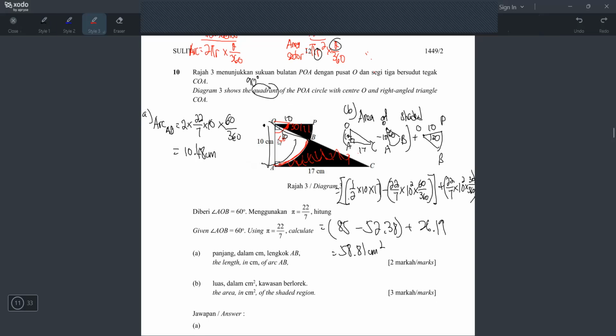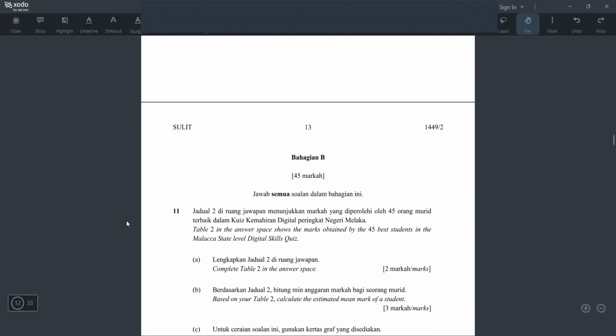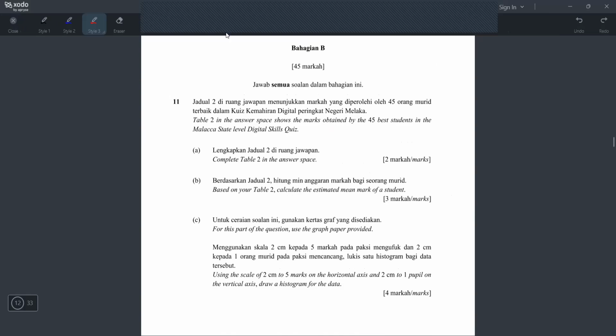So when you take 85, it is actually the area for the whole triangle. Why do you minus the 52.38? To get this part, right? After you get this part, you plus with the sector OPB at the back. Alright. So yeah, I think I did everything correctly. So we can continue. Section B, answer all questions in this section. Okay, so answer all.